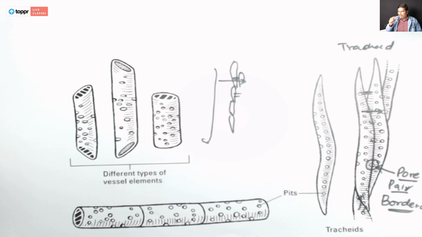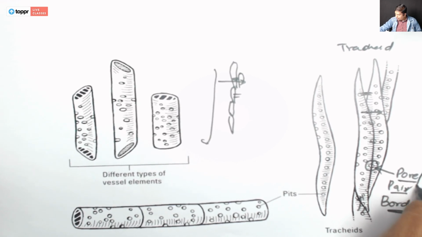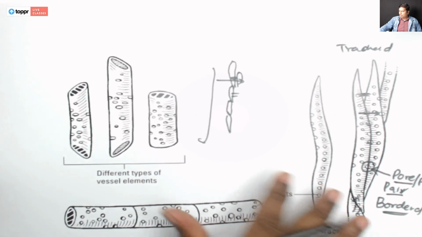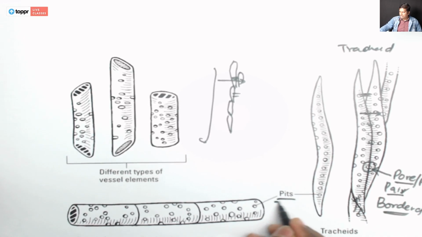Whenever the secondary tissue forms, it gets deposited around the pore, and that is what makes it a bordered pore. A bordered pore or bordered pit, pore pair or pit pair, is also called a pit. Okay, I can see pits.